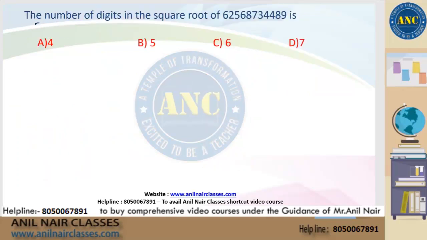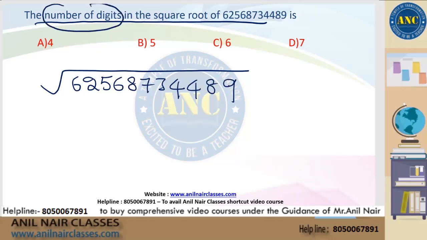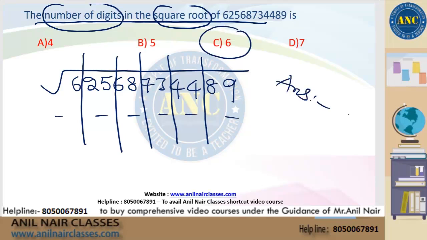Next one, number of digits in the square root of, we already discussed number of digits. What is the number? 625687 34489. This is the number. So how to find the number of digits? In the square root, take groups of 2 digits. 1, 2, 3, 4, 5, 6. So the answer is 6.